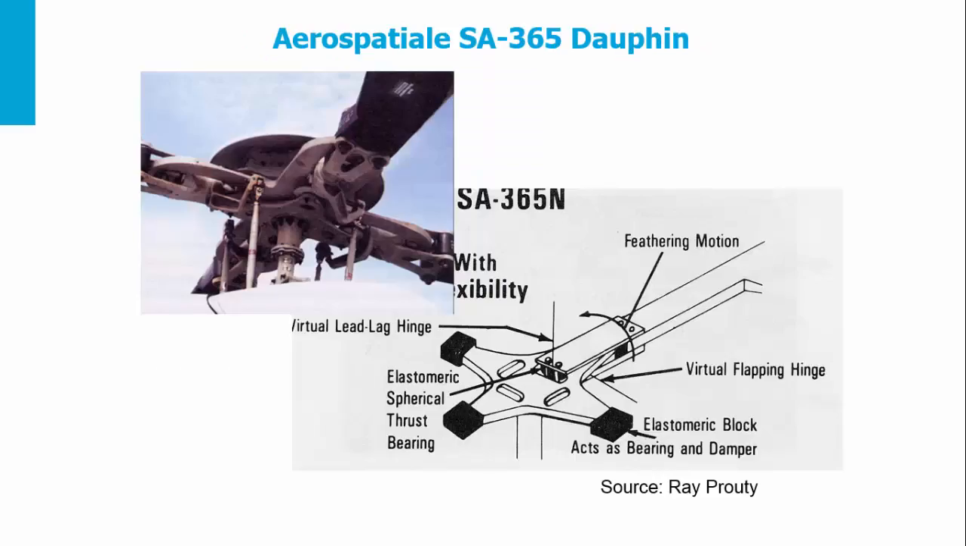The Aerospatiale Dauphin also has a hingeless hub with elastomeric flexibility. You see here the feathering motion, the virtual flapping hinge, and then an elastomeric spherical thrust bearing, which was required in order to prevent the ground resonance.